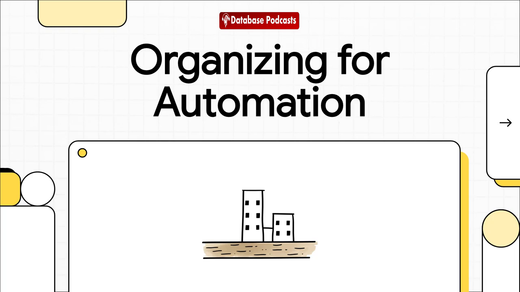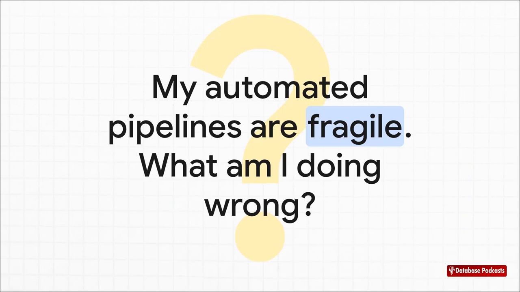Hey everyone, and welcome. Today, we're going to tackle a huge challenge, one that trips up pretty much everyone at some point. How do you structure your data projects so they don't just fall apart the second you try to automate anything? Oh man, this question.